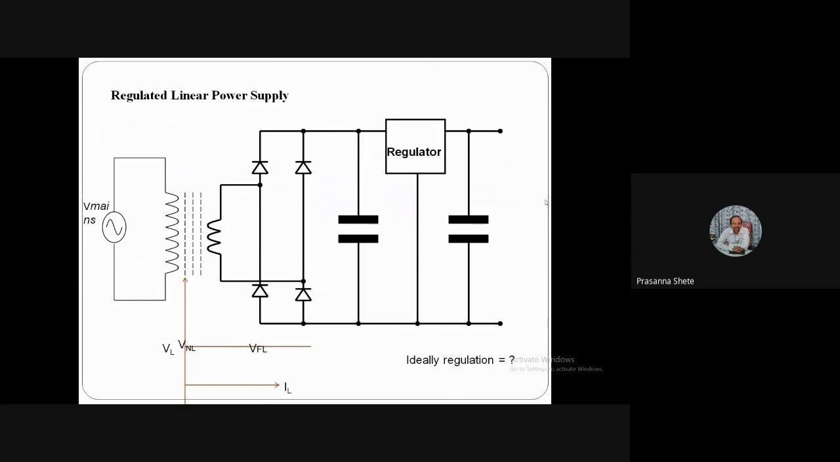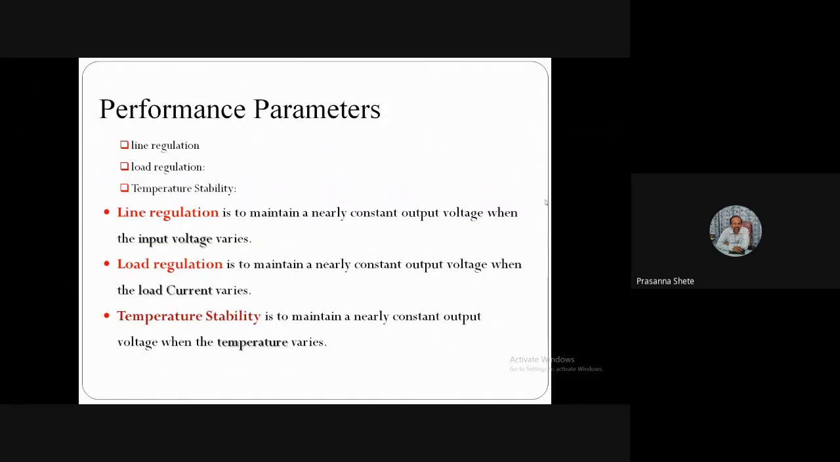Dear students, the ideal regulation over here comes to be 0%. That means VNL and VFL are of the same value. You have to remember that always we should have a regulated power supply of lower regulation. That means it is a best power supply. So that particular point is very important: ideal voltage regulation should be ideally how much? It should be 0%.